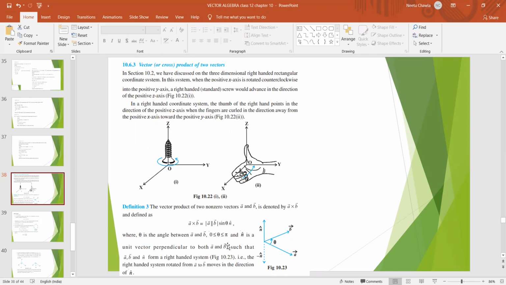And what about this theta? Theta is just the same as in the scalar product. It is between 0 to pi. And n vector is the unit vector perpendicular to both a and b, such that a, b and n form a right-handed system. Finally, this a vector, this b vector and n vector form that three-dimensional system, that is x-axis, y-axis and z-axis. So this is being shown in this figure.